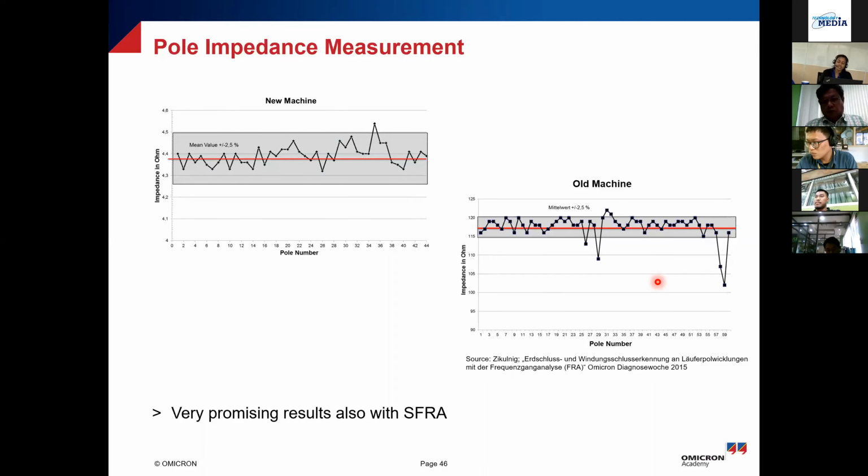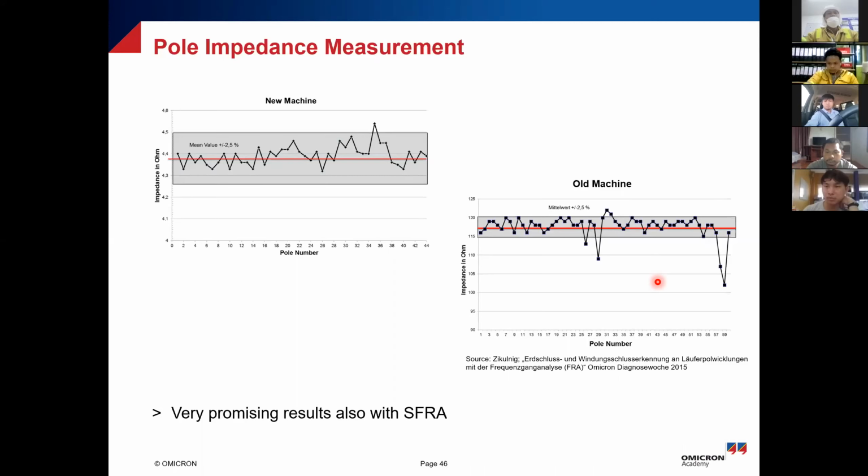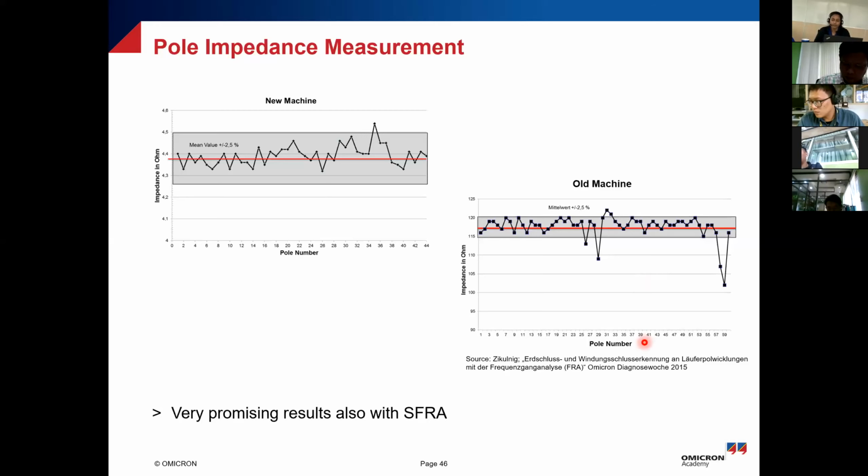Your rotor is still in place, and then you perform this measurement. Then you will be able to know, okay, I have a certain kind of resistance, inductance, and capacitance circuit, and there will be some resonance point because of that. And then if you have some variation in your circuit due to some fault, maybe due to some distortions, you will be able to identify that. So again, this is a fingerprint test, and there are very promising results with SFRA.